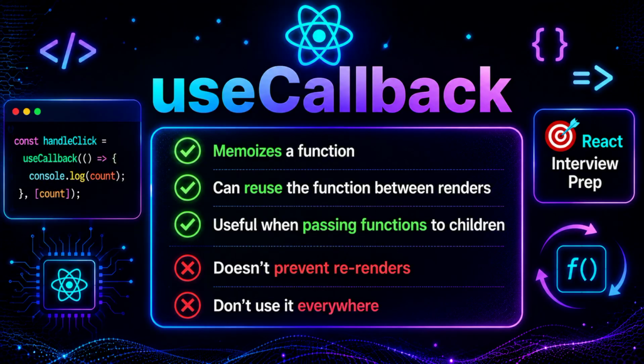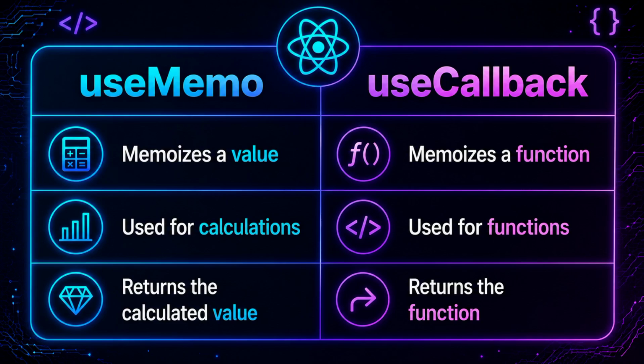Remember these points. useCallback memoizes a function. It can help avoid unnecessary function recreation. But useCallback does not stop your component from re-rendering. And we should not use it everywhere. This is one of the most important interview questions. What is the difference between useMemo and useCallback? The easiest way to remember it is: useMemo memoizes a value, useCallback memoizes a function.